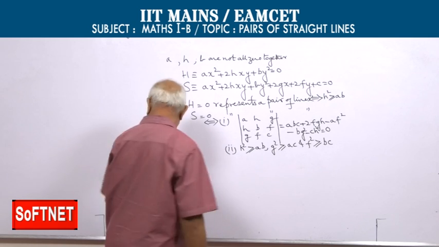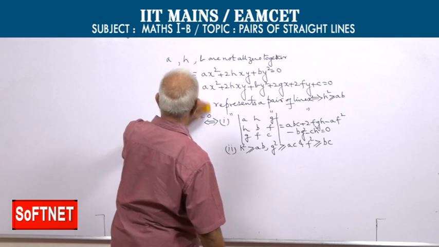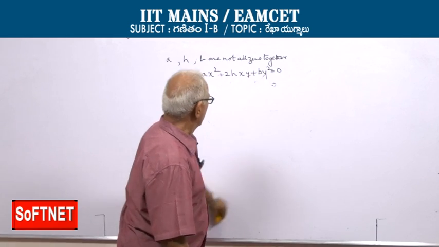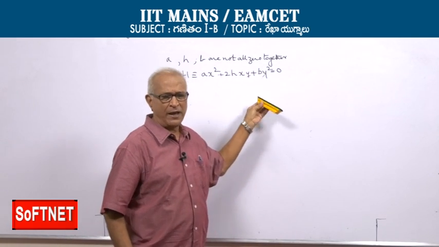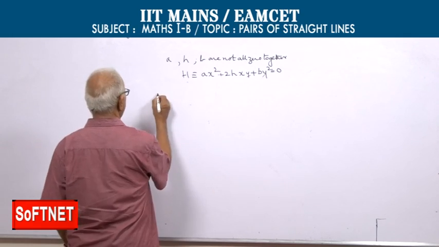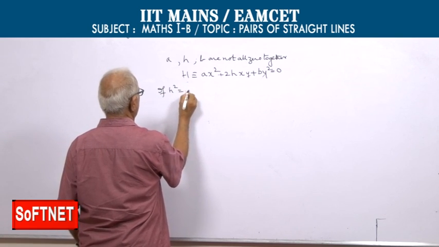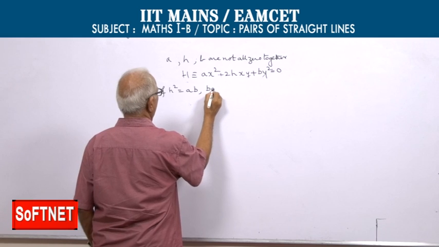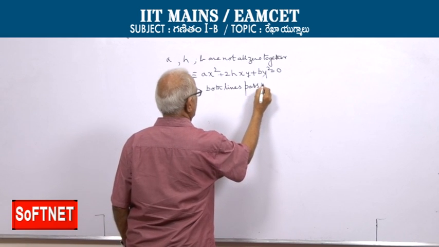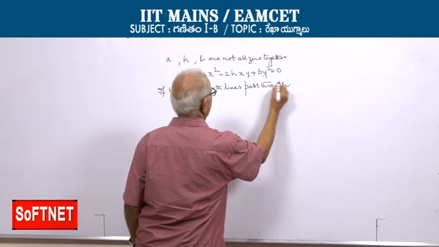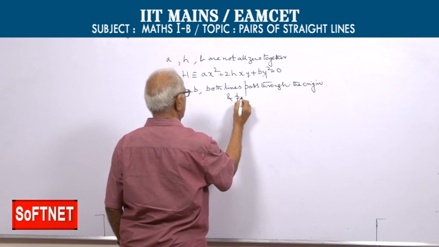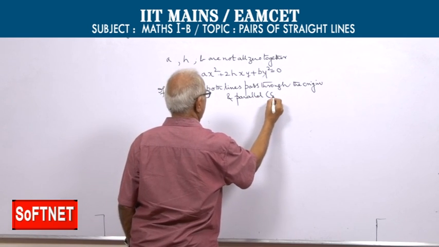So let us take the first equation. Well, h square greater than or equal to AB అయినప్పుడు, h square equal to AB అయినప్పుడు the lines are parallel. That means coincident lines, because both these lines pass through the origin. So when h square equal to AB, both lines pass through the origin and parallel. That is coincident.